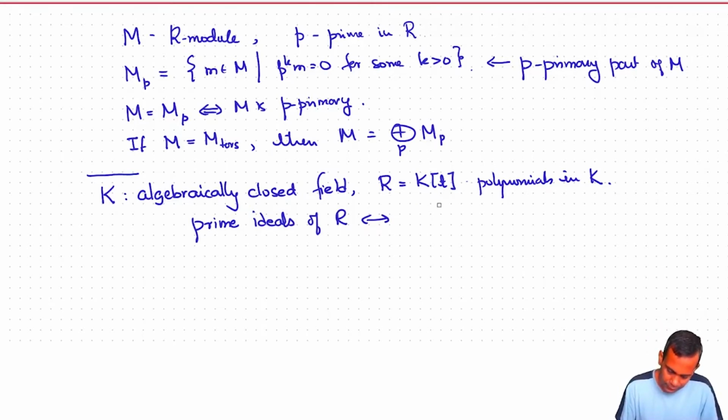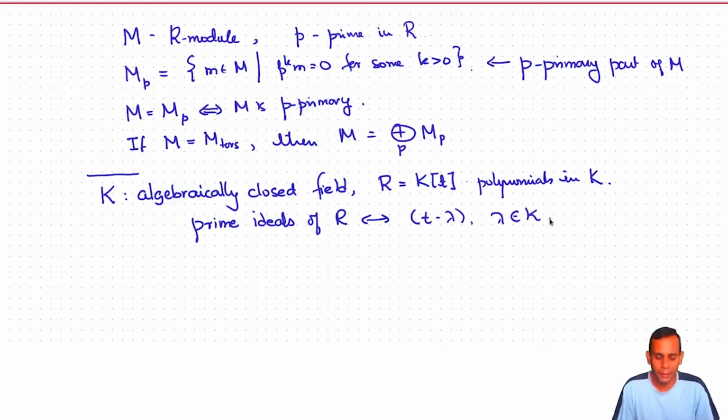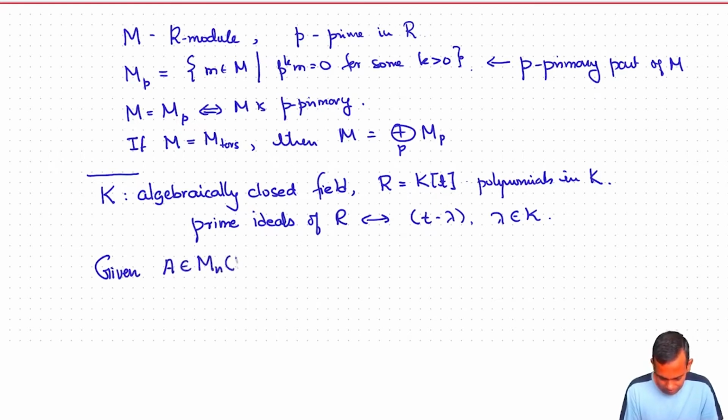So each prime ideal is in the form T minus lambda for some lambda in the field K. These are the primes of R. So now, given a matrix A, you can talk about its T minus lambda primary part.